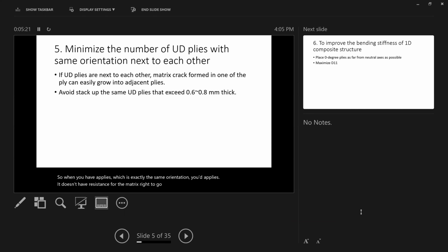Let's say you have 100 plies all in the same direction. The matrix crack is going to go all the way through them. So avoid stacking those materials next to each other. Let's say you have many 0 plies: you put a couple of 0s and then a couple of 90s in between. That limits the extent of your matrix crack propagation. Is this understandable?